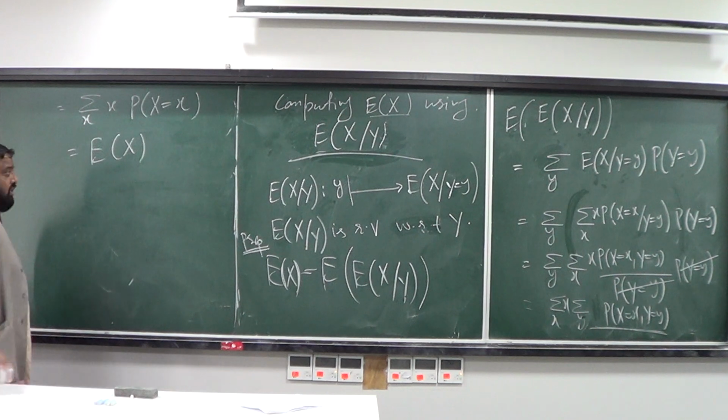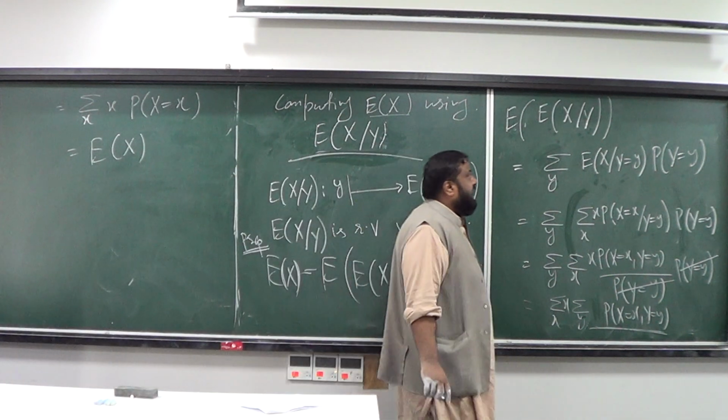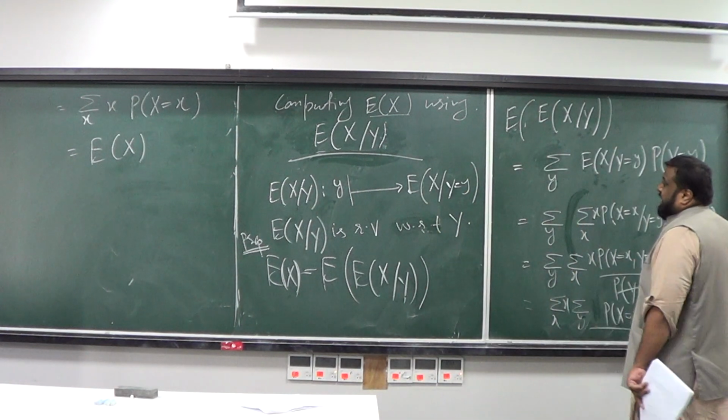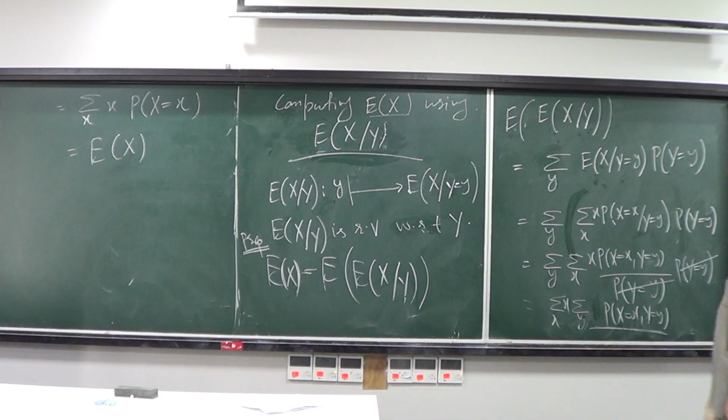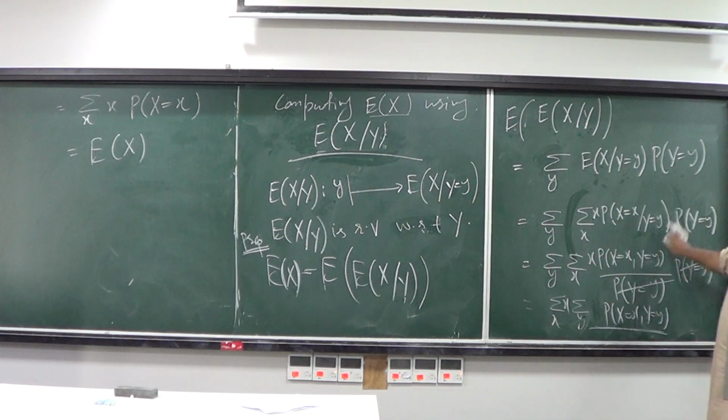So we showed that if you compute the conditional expectation of x given y, and then take the expectation over y, this is equal to the expectation of x. So you can compute the expectation of x by computing the expectation of the conditional expectations on y. Okay. So I hope that these calculations make a bit of sense to you.